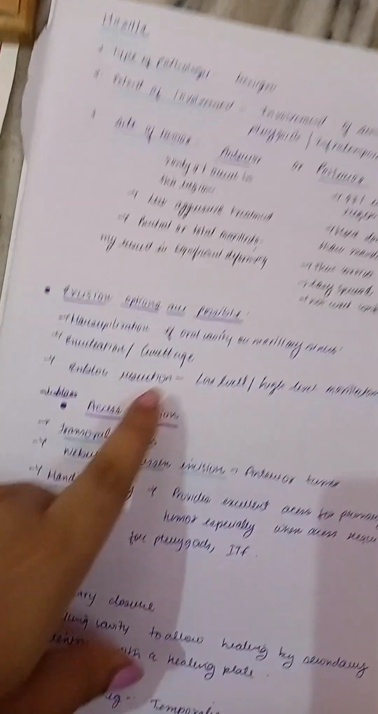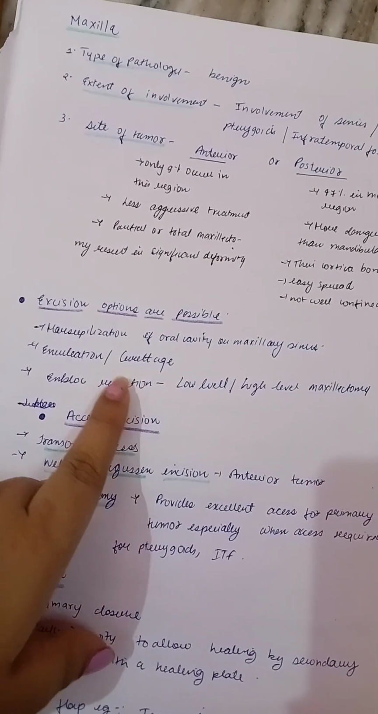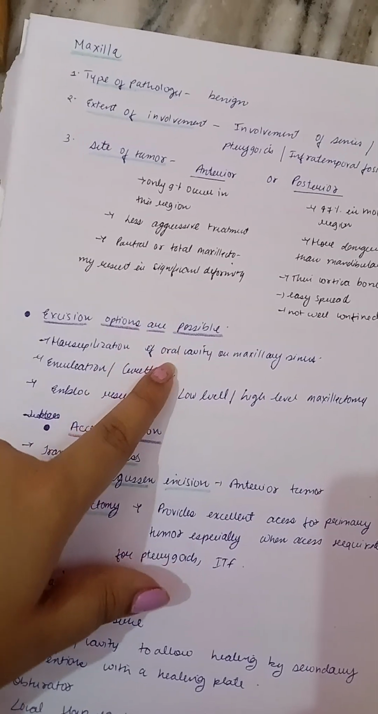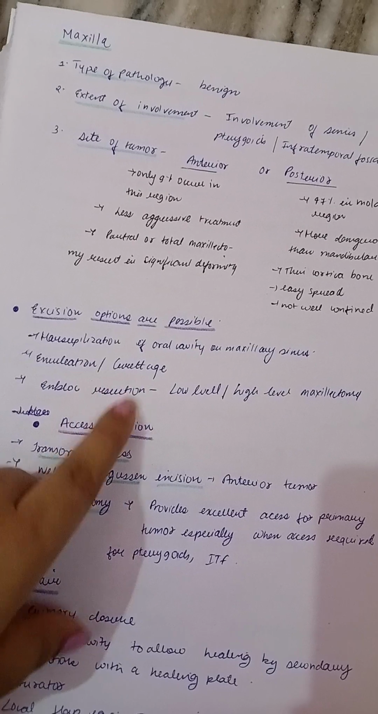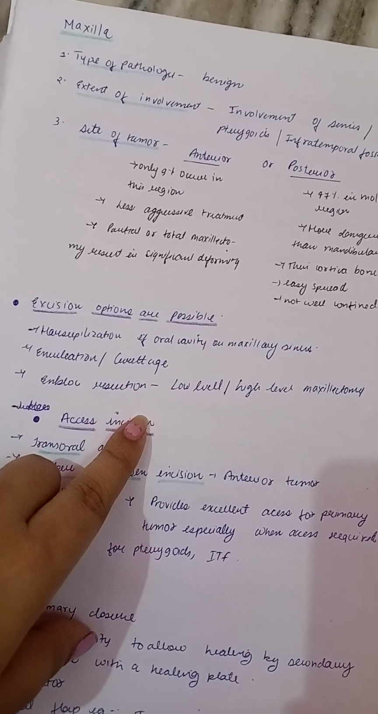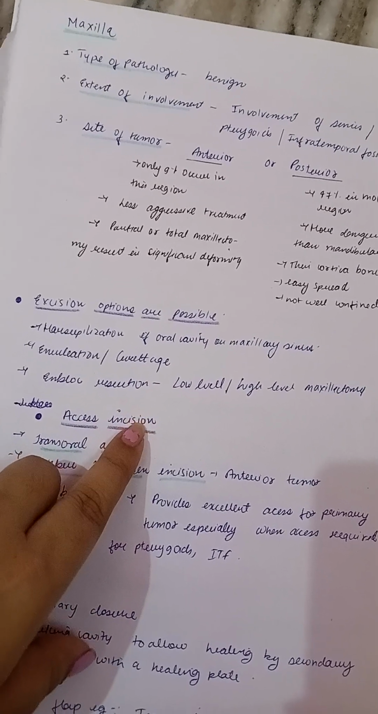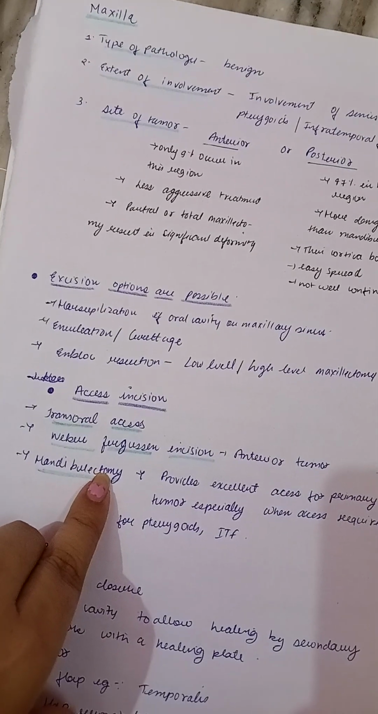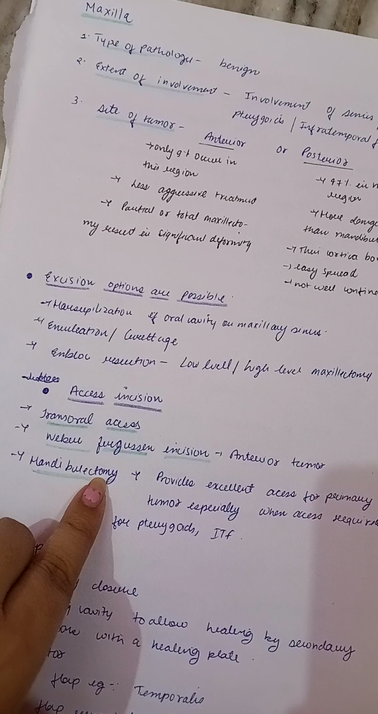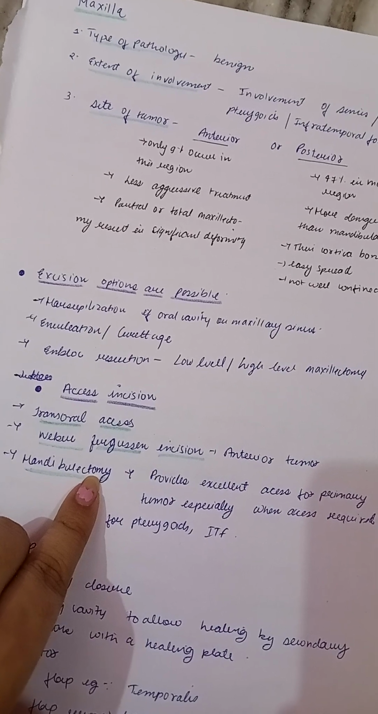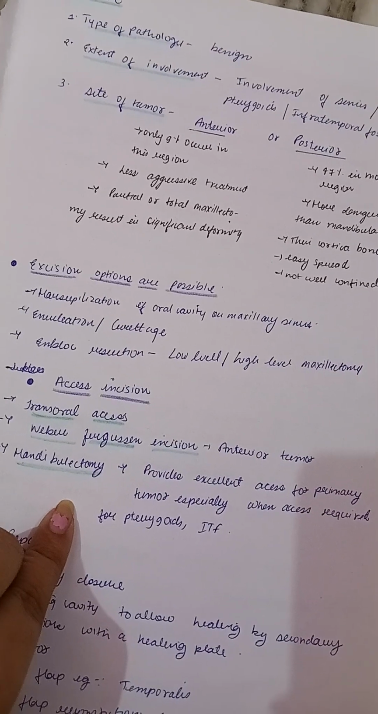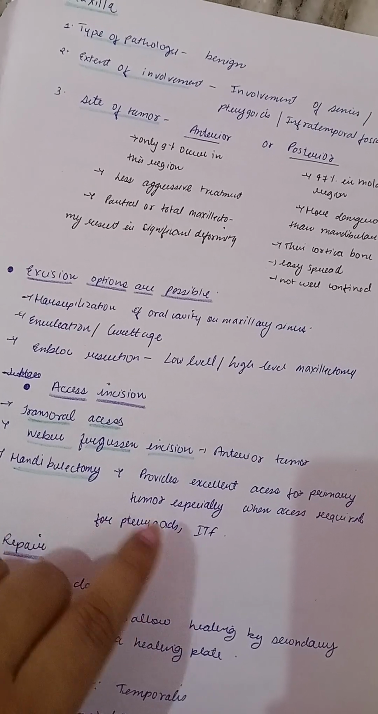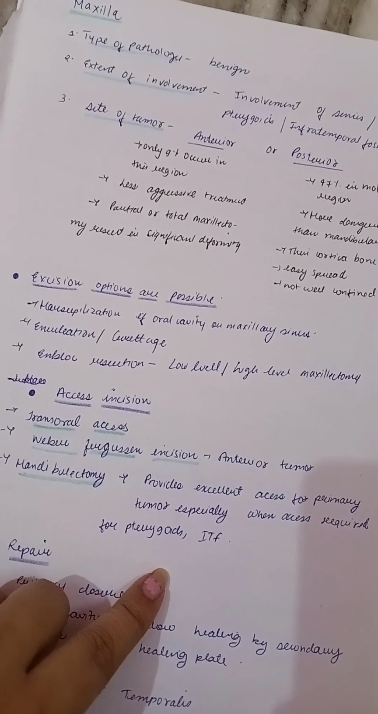Okay, now excision options are possible. For example, marsupialization of the oral cavity or maxillary sinus if present in these two areas, enucleation and curettage, en bloc resection, low level or high level maxillectomy. What are the access incisions for maxillary tumor? Transoral access, Weber-Ferguson incision, anterior tumor, mandibulectomy. They provide excellent access for primary tumors, especially when access is required for the pterygoids and infratemporal fossa.